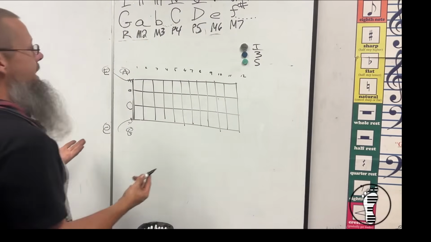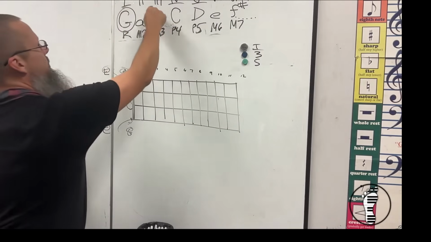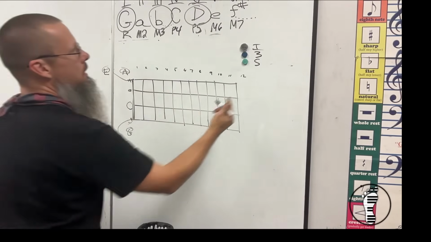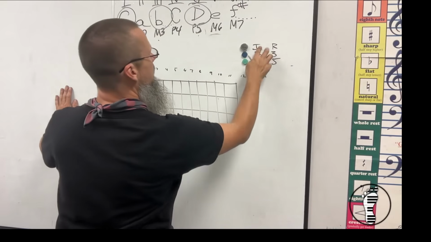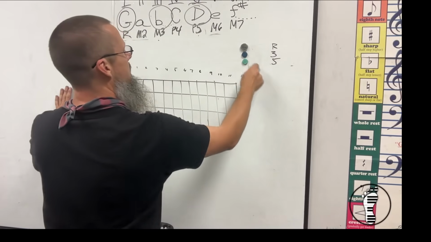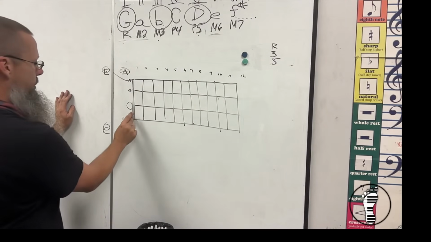So, G major. If we were to play our G, our B, and our D to get a 1, 3, 5, we've got our root, our 3rd, and our 5th. And then if we wanted to change these, we can take our root and put it right here.